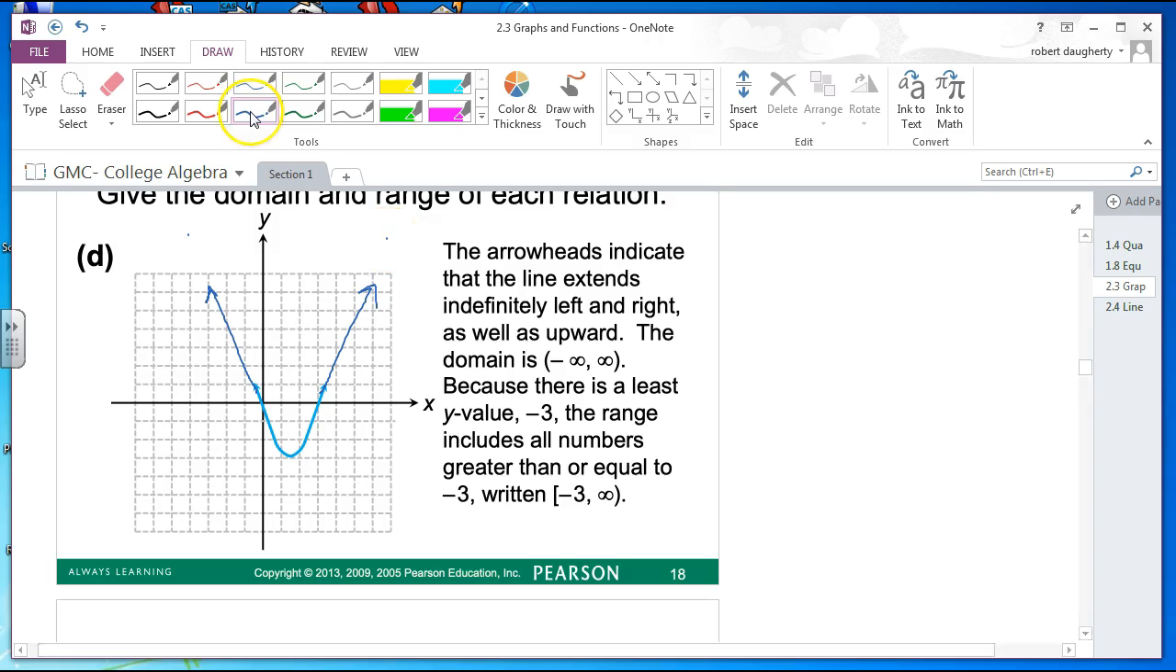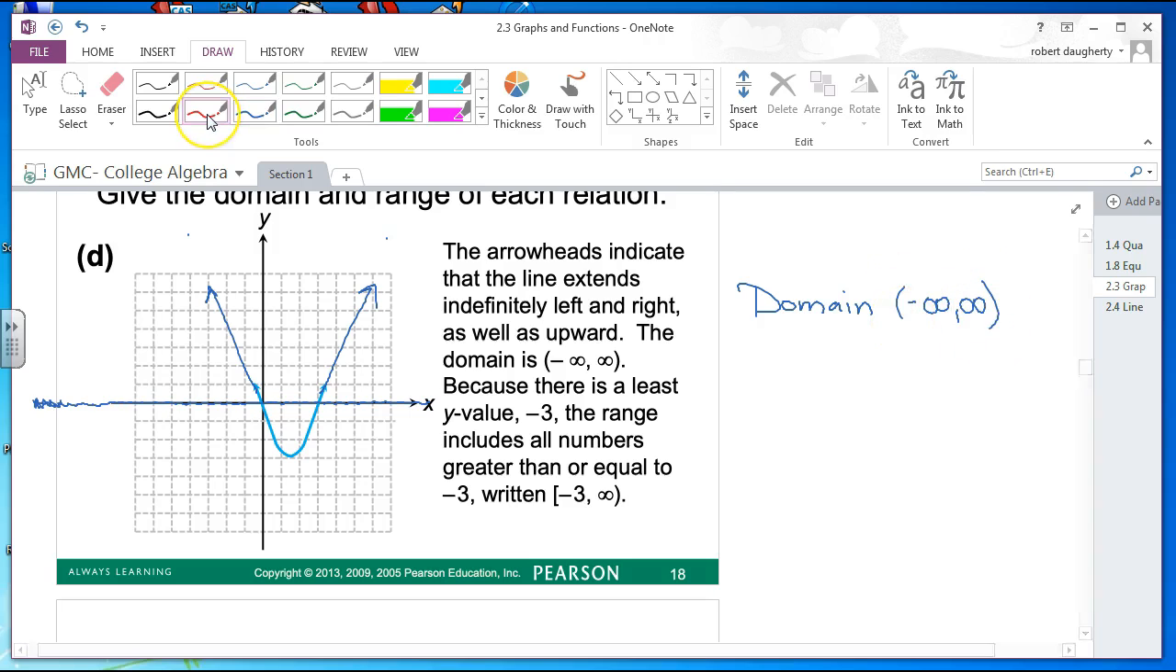So my domain, start over here at negative infinity. Well, if this graph keeps going up and to the left, there are x values here all along this axis. So I see x values everywhere. So my domain is going to be from negative infinity to infinity.